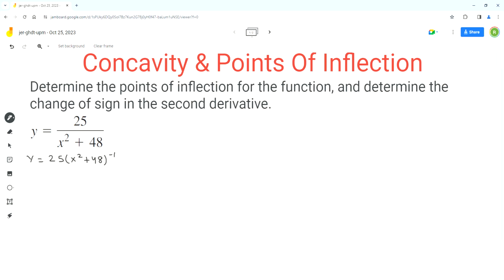Now we can find the derivative of this function using the chain rule. As per the chain rule, we have to find the derivative of the outer function first. 25 is the coefficient of the term, so that will stay as it is. The outer function is the exponential function with the exponent -1. As per the power rule, we'll move the exponent -1 to the front and then subtract 1 from the exponent.